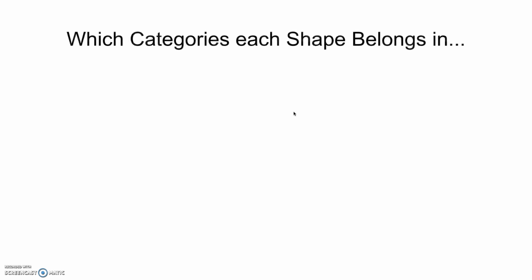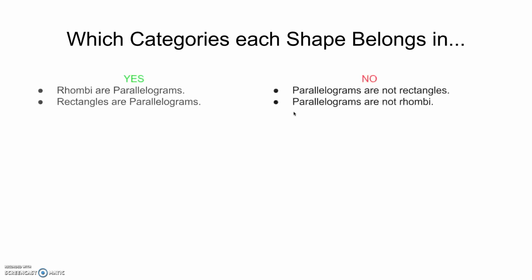Moving on, we have which category does each shape belong in. All rhombi are parallelograms, and all rectangles are parallelograms, although you cannot assume that all parallelograms are rectangles or rhombi.